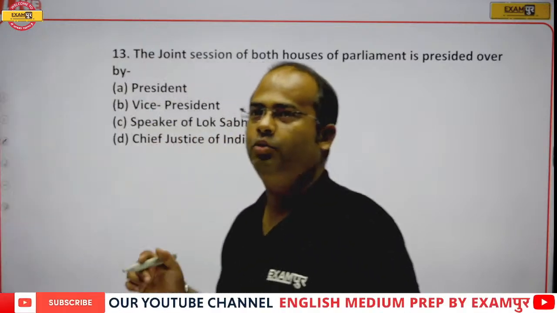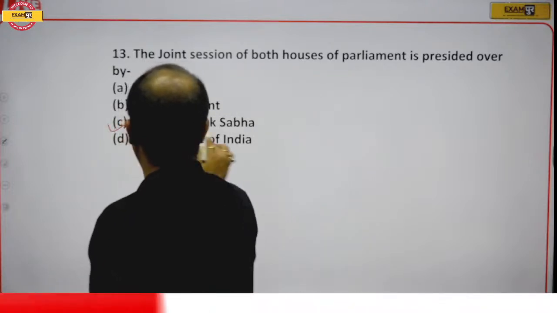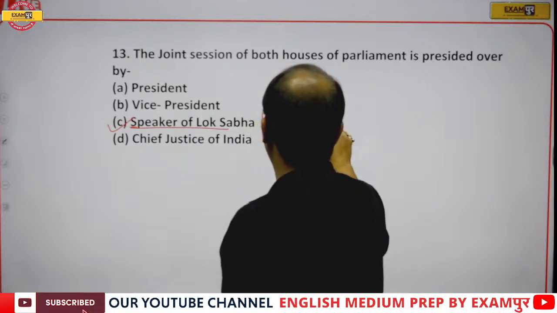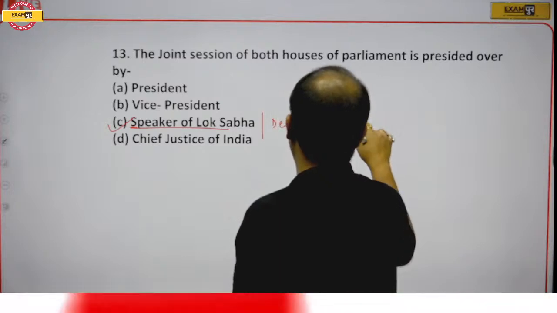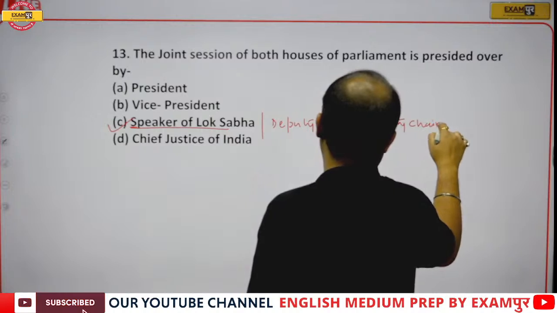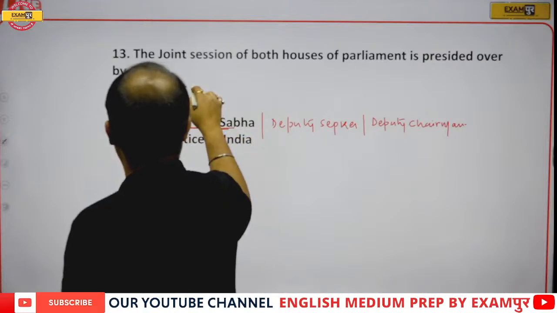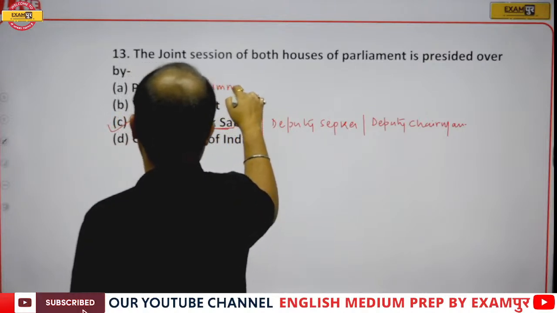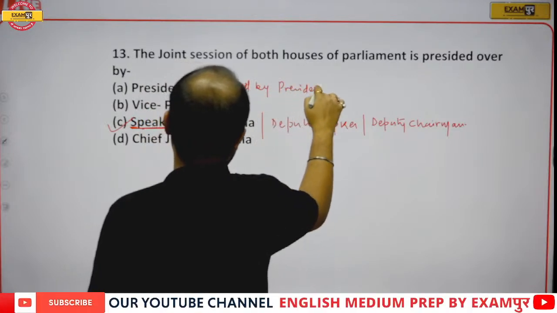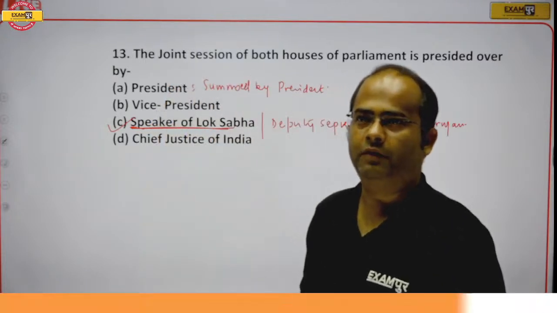Okay, so the person who presides over the joint sitting is the Speaker, and in the absence of the Speaker, the Deputy Speaker. In the absence of the Deputy Speaker, the Deputy Chairman. And the joint sitting is summoned by the President. Joint sitting is summoned by the President of India, guys.